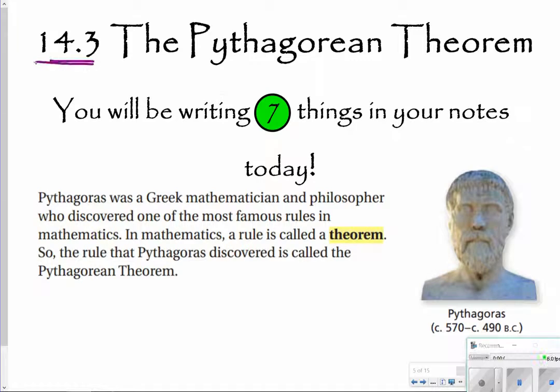Today we're going to be looking at lesson 14.3, the Pythagorean Theorem. In today's notes, we're going to be writing down 7 things, so let's go ahead and get started.